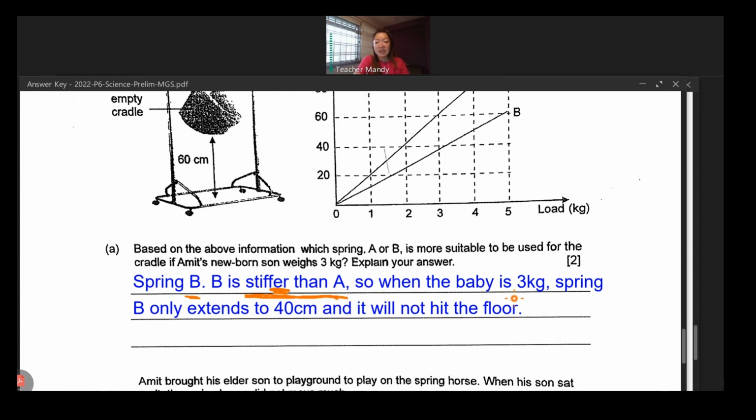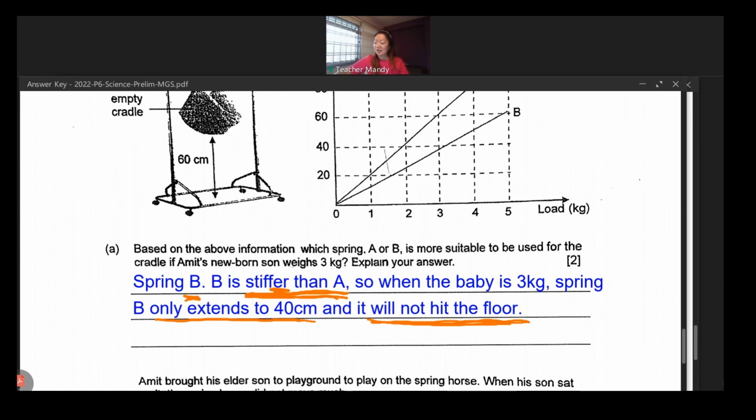So when the baby is 3 kg, spring B only extends to 40 cm. It will not hit the floor. You must tell me this part. It will not hit the floor. Okay, I repeat. You must tell me B is stiffer than A, and it will not hit the floor. The part about extending to 40 cm is up to you. You can put it in or you can choose not to, because this will give you 2 marks already. This point, this point, this point.